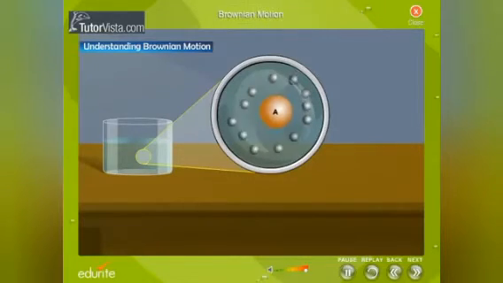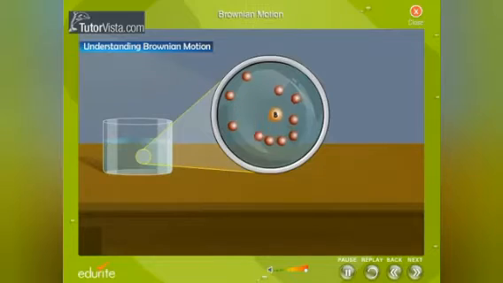Now, observe particle B, which is very small. Particle B is hit by fewer molecules. Moreover, it is not hit equally from all sides. Due to this, there is a resultant force. This resultant force alters the direction of particle B. When particle B moves, the direction of the resultant force also changes, resulting in a zigzag motion.